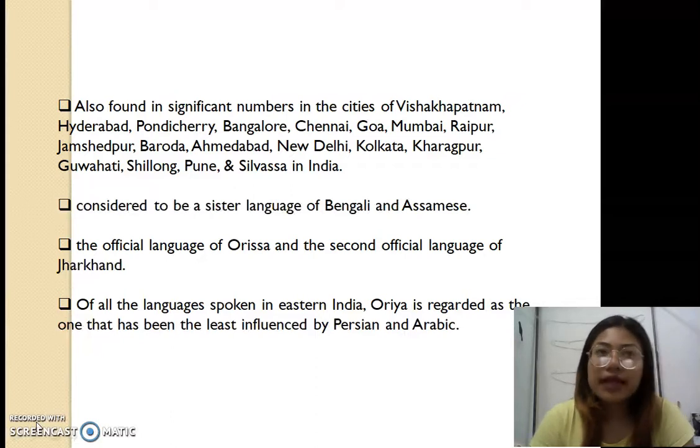So this Odia language is the official language of Orissa and the second official language of Jharkhand. Of all the languages spoken in eastern India, Odia is regarded as the one that has been the least influenced by Persian and Arabic.